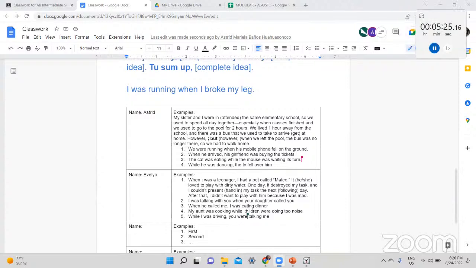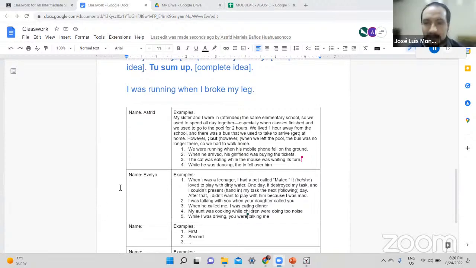Okay, teacher. We were running when his mobile phone fell on the ground. When we arrived, his girlfriend was buying the tickets. The cat was eating while the mouse was waiting its turn. While he was dancing, the TV fell over him. All right, thank you very much, Astrid.